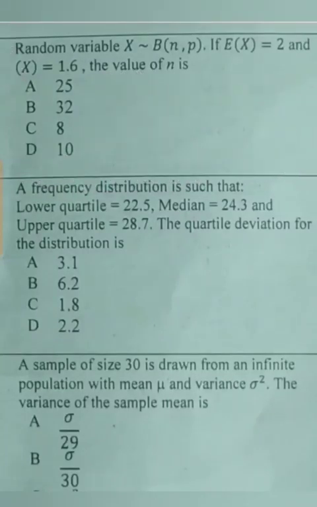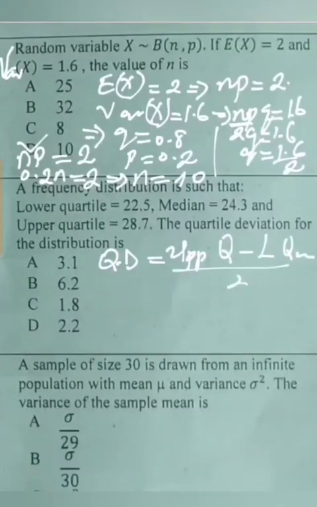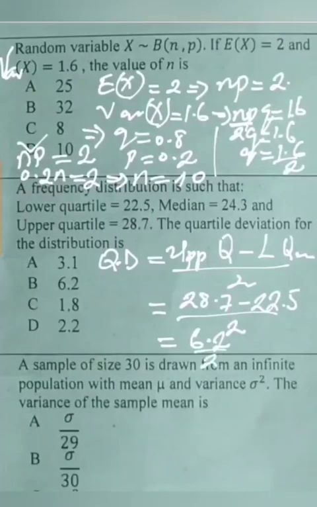In the next question, we have a frequency distribution such that the lower quartile equals 22.5, the median equals 24.3, and the upper quartile equals 28.7. The quartile deviation of the distribution is, and we have these options. Normally, the quartile deviation of a distribution is the semi-interquartile range. So, quartile deviation equals upper quartile minus lower quartile divided by 2. So, we get 28.7 minus 22.5 all over 2, and that gives 6.2 over 2, which is 3.1, and we have option A as the answer.